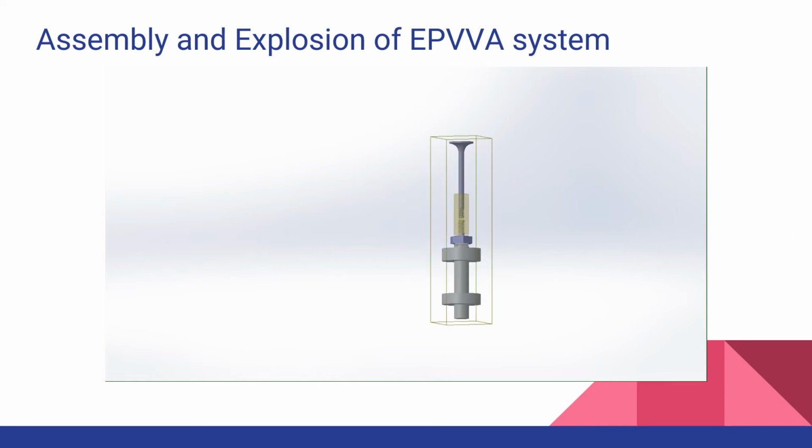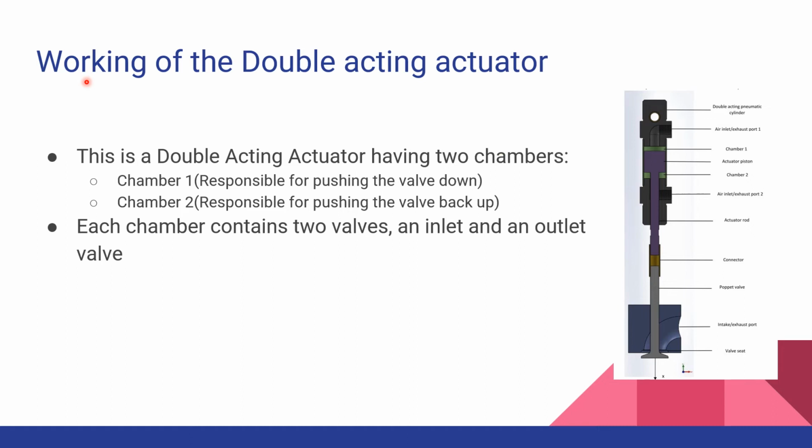So moving on, now we are going to discuss the working of the double acting actuator. The double acting actuator has two chambers, chamber 1 and chamber 2. Chamber 1 is responsible for pushing the valve down. On the other hand, chamber 2 is responsible for pushing the valve back up. Each of these chambers has two valves, an inlet and an outlet valve.